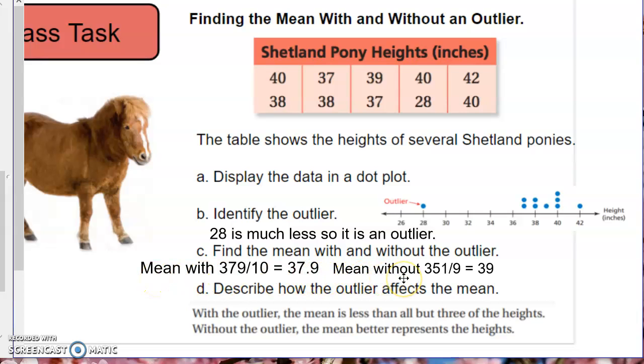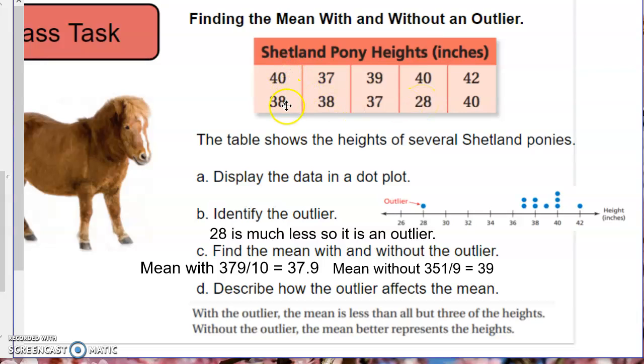Now, without the outlier means that I add them together, but I skip question number 28 because I'm thinking that one is an outlier, and I want to see what difference that makes when I find the mean without that number.